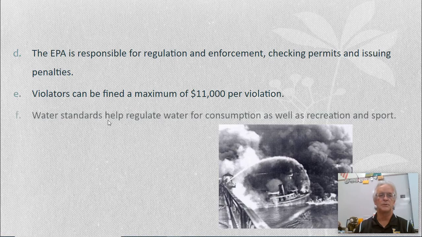Water standards help regulate water for consumption as well as recreation and sport. What you see here was one of the things that pushed it forward. This is a river, I believe in the Midwest, that caught on fire. The river caught on fire. It was so polluted.